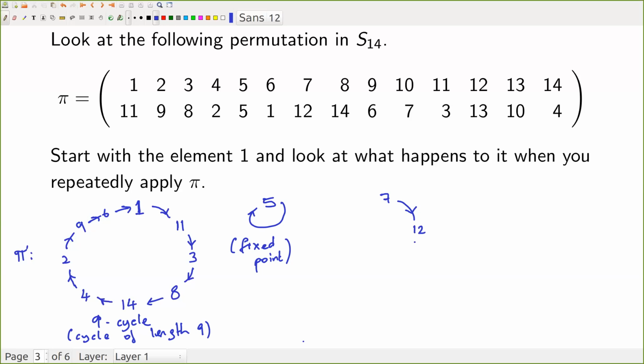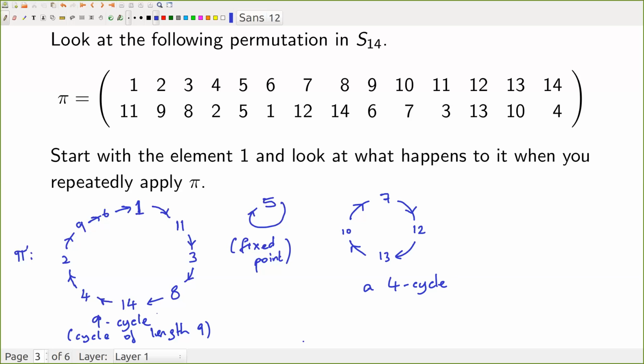12 goes to 13. 13 goes to 10. And 10 goes back to 7. So we get this 4 cycle, or a cycle of length 4 if you prefer. And now everything has been included. All of our 14 elements are here somewhere in this picture.